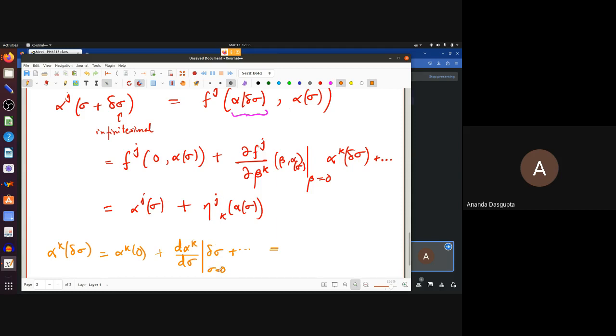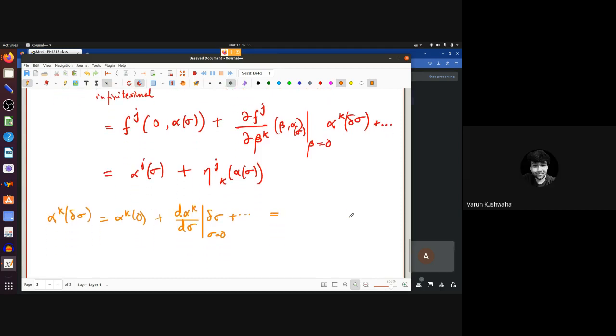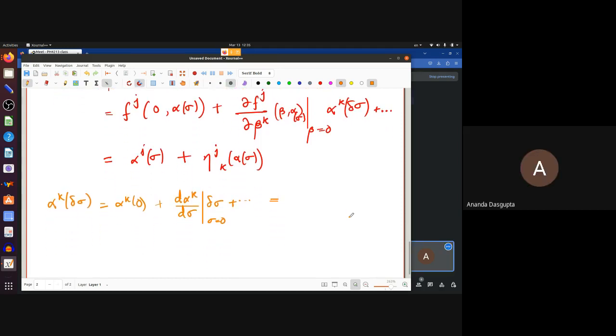And d alpha k d sigma at sigma equal to 0. What is the significance of this quantity? Slope of the curve. Well, if you take all of them together, that is d alpha 1 d sigma, d alpha 2 d sigma, d alpha 3 d sigma, and so on, at sigma equal to 0, put them together, what you get is not really the slope of the curve, because it's not a single variable curve that we're talking about, but it's something very close. It's a tangent vector to the curve at sigma equals 0.